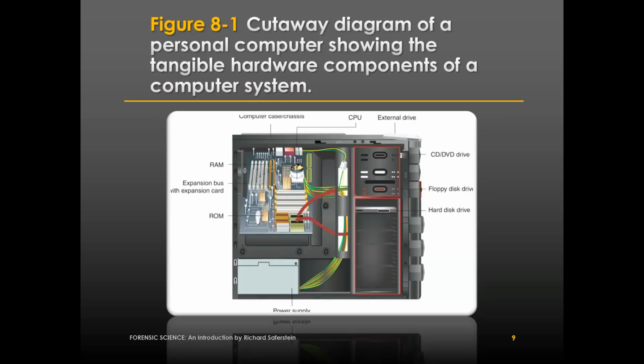Here is a picture for you. This is a diagram of a personal computer showing the hardware components of the computer. So you can see we have the ROM and the RAM and the computer chassis, the CPU, the external drive, CD, DVD drive, floppy disk drive depending on how old this is, the hard disk drive, sometimes called the HDD, your power supply. So these are all the physical components of a computer.